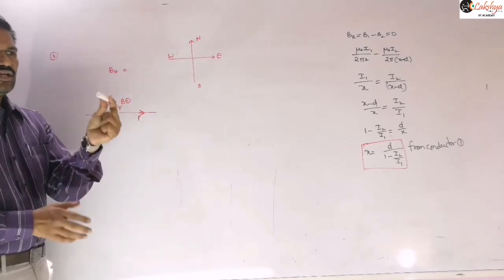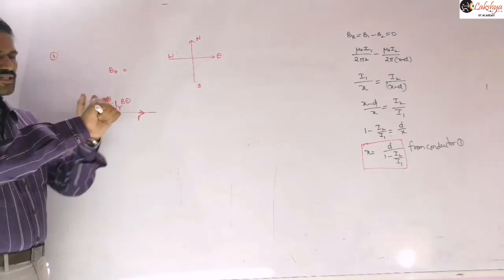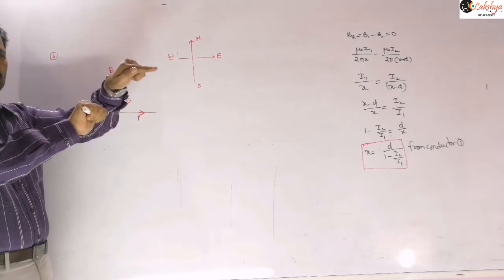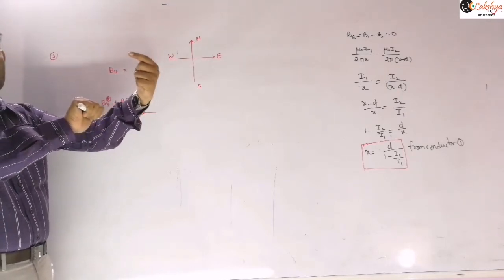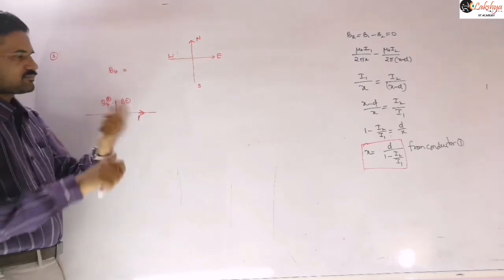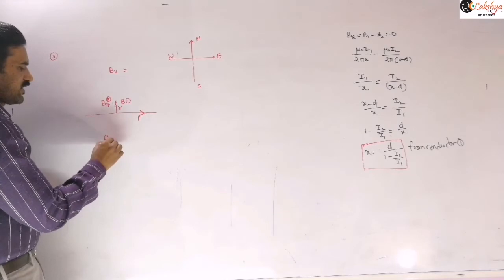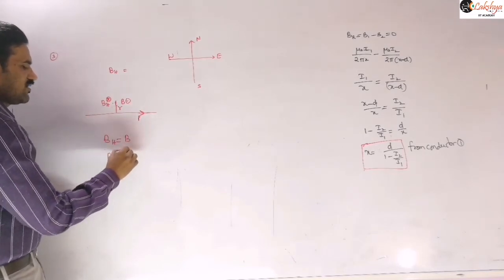You may check this in reality and you will get more clarity. Place your current carrying conductor, like any pen, towards the east, then the magnetic field lines will be like this. If you take a point above it, the magnetic field will be towards south. As I said, BH is always from south to north, so they will be perpendicular to each other here. Therefore, what we can write here is BH is equal to B.